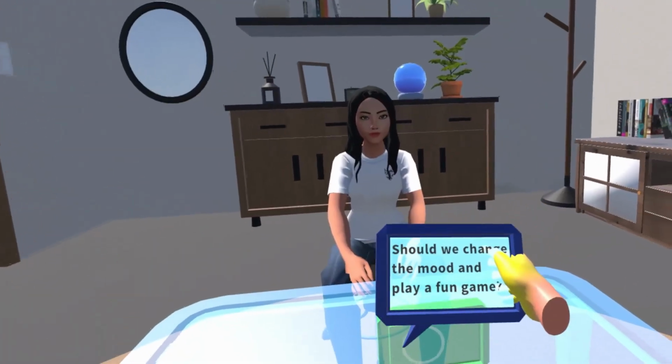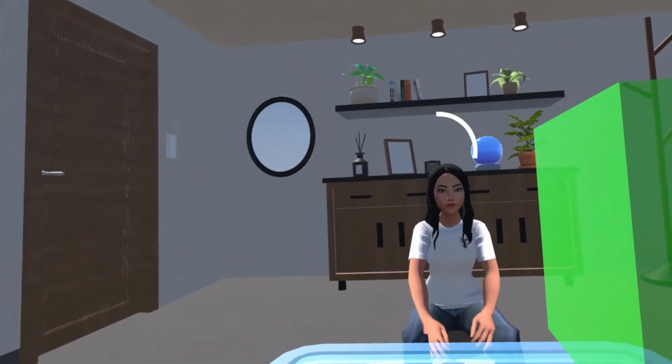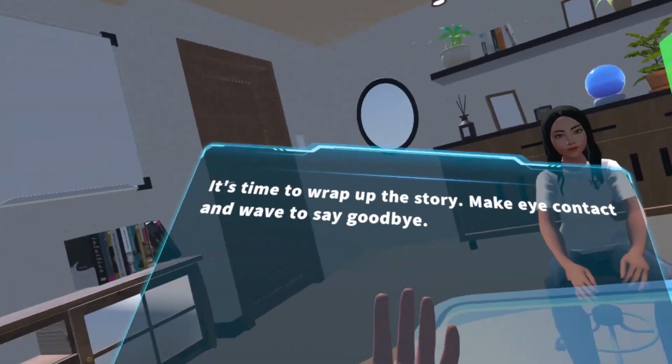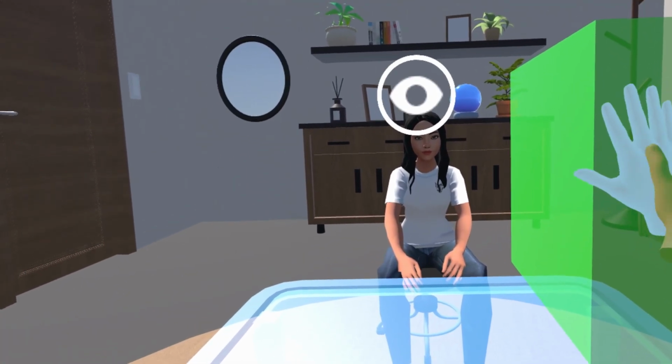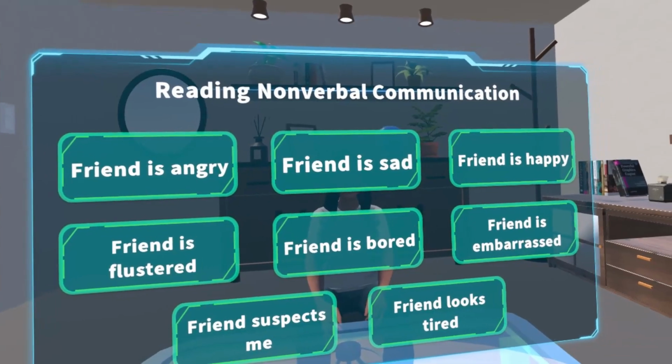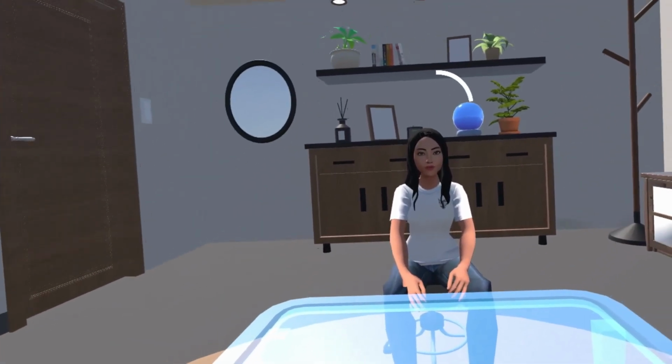Should we change the mood and play a fun game? It's time to wrap up the story. Make eye contact and wave to say goodbye. Good job. Give it a try. Make eye contact with the shy person.